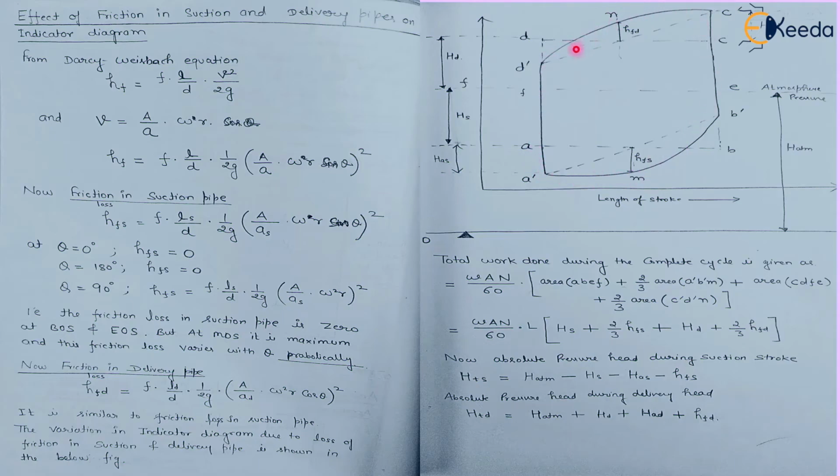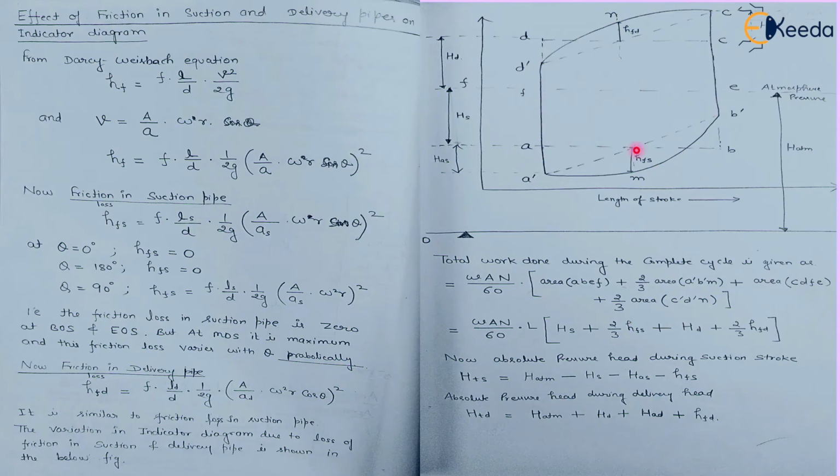Now you see here, this is the final indicator diagram which has the effect of acceleration head and friction, both. Now what is the total work done during the complete cycle? In this case, what is the total work done? The total work done will be, I have already told, directly proportional to area. So WQN by 60, it is the theoretical discharge. And what is the area? Area ABEF.